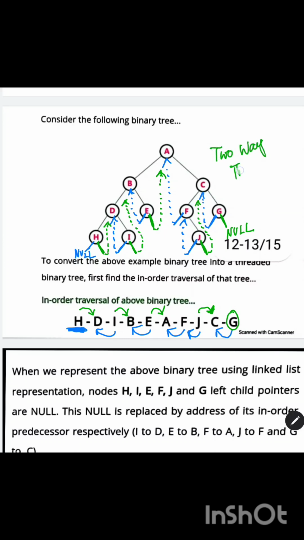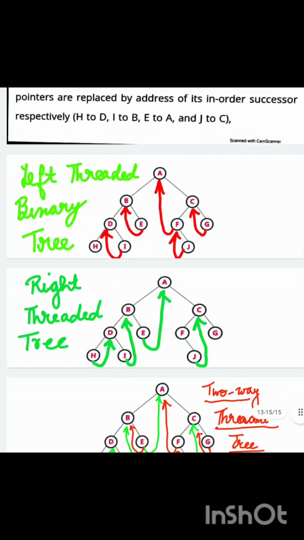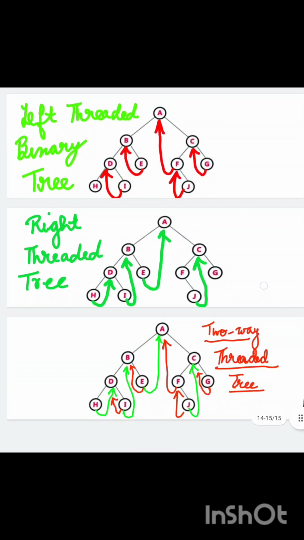So this is a two-way threaded tree where the right threads are pointing with a green color and the left threads are pointed with the blue color. Can you see that? So this is an example of two-way threading. So this is the left threaded binary tree for the same. This is the right threaded binary tree for the same, and this is the two-way threading.